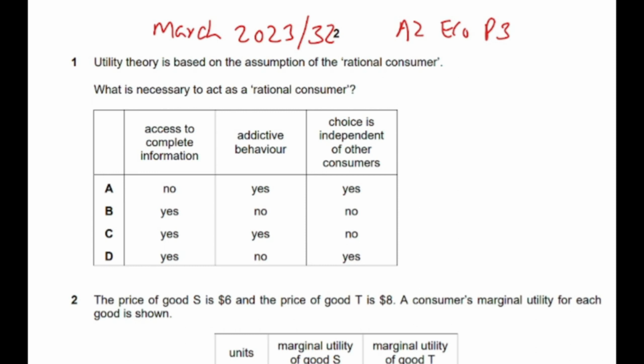So the first question is, utility theory is based on the assumption of a rational consumer. What is necessary to act as a rational consumer? Option D is the correct answer. A rational consumer is a person who has access to complete information. Definitely yes. A person who has addictive behavior can never be rational; he would be an irrational person. Choice is independent of other consumers. Yes, definitely his choice is totally independent. He makes his own choices as per his own needs and wants instead of keeping other people in mind. So option D is the correct answer.